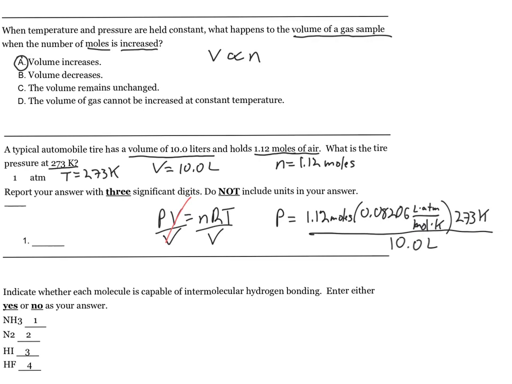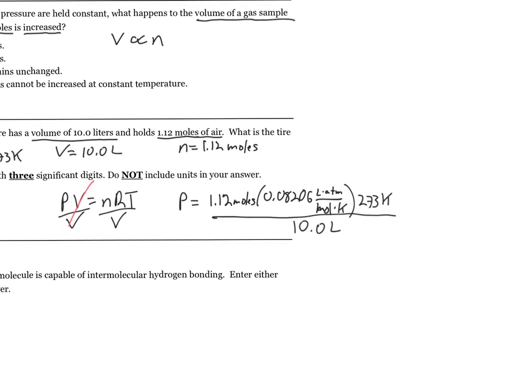If I do all that math correctly, using 3 sig figs, that's going to be 2.50 atmosphere. Units cancel. You're left in units of atmosphere.